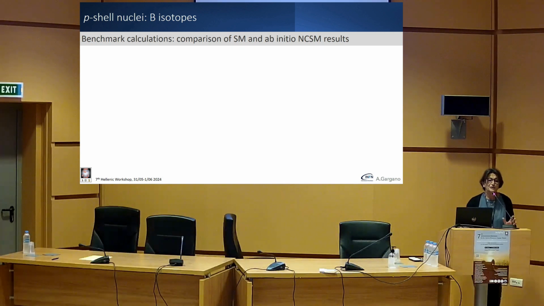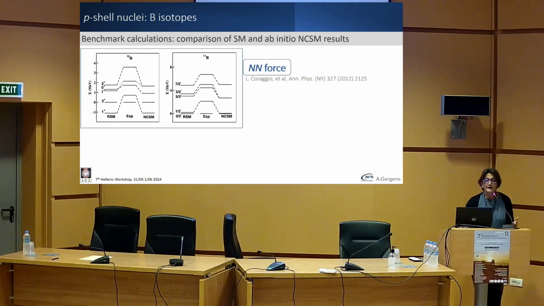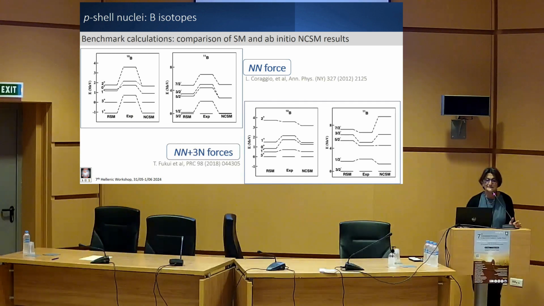As a matter of fact, for p-shell nuclei, we use this calculation to benchmark our approach, and so results are compared with those of no-core shell model calculations. Here I have reported results for boron-10 and boron-11 using only the NN force. And you may see that results of realistic shell model and no-core shell model are very close, but they are not able to reproduce the experimental spectrum. This means that the approximations we have to consider in our approach are quite reasonable.